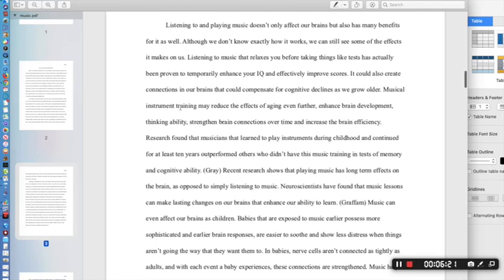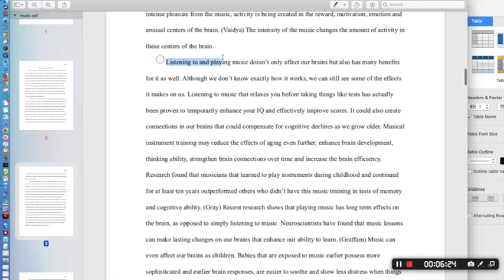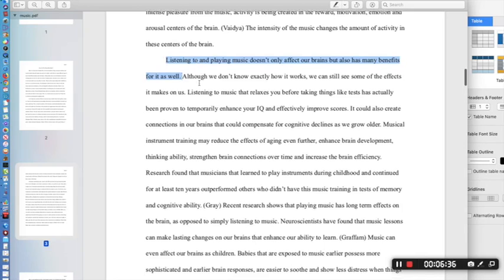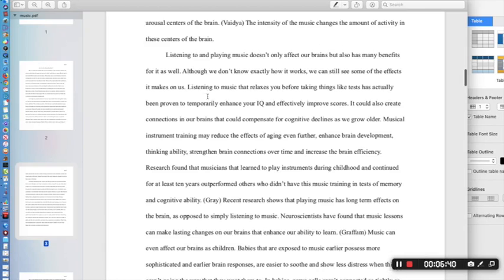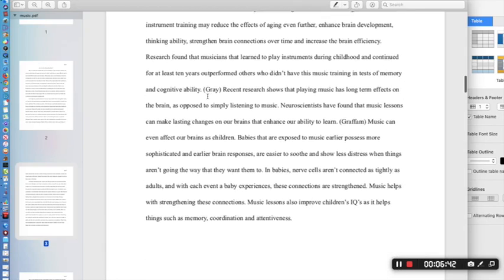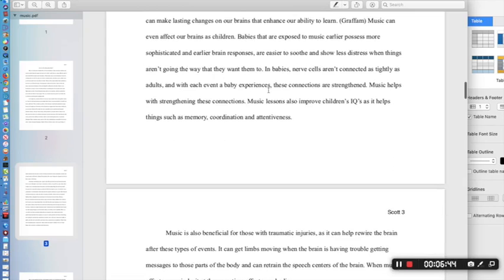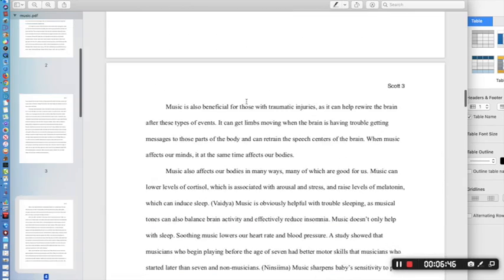So this paper goes on. It's got a nice transition here: "Listening to and playing music doesn't only affect our brains, but also has many benefits for it as well." I don't love that sentence, but it does transition from this idea to this idea. For a draft, it's a great way to transition to a new idea, to maybe a new subtopic, but it could be smoothed out a little bit. We're finding all kinds of information as we go through.